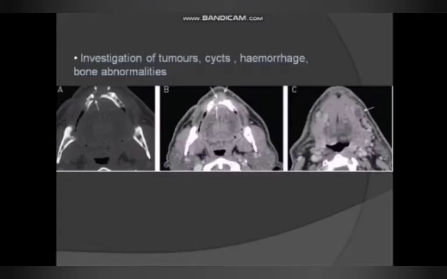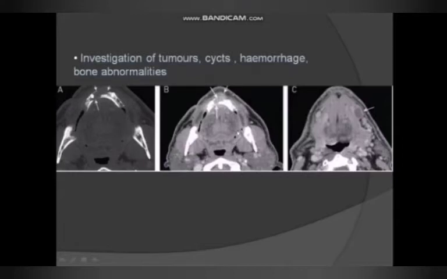Another use of CT scan is investigation of tumors, cysts, hemorrhage, and bone abnormalities. These three figures show gingival squamous cell carcinoma in the anterior region of the mandible. In figure A, CT scan shows bone destruction in the anterior region.